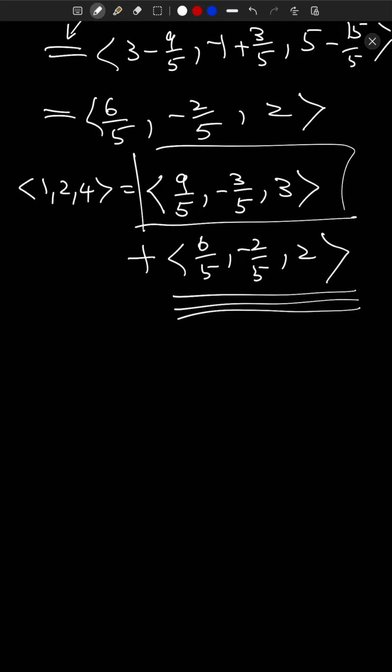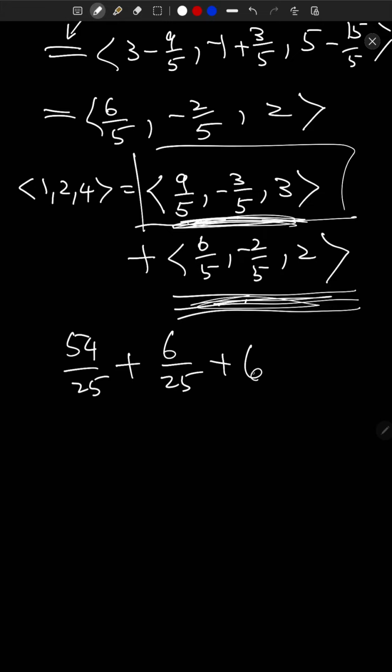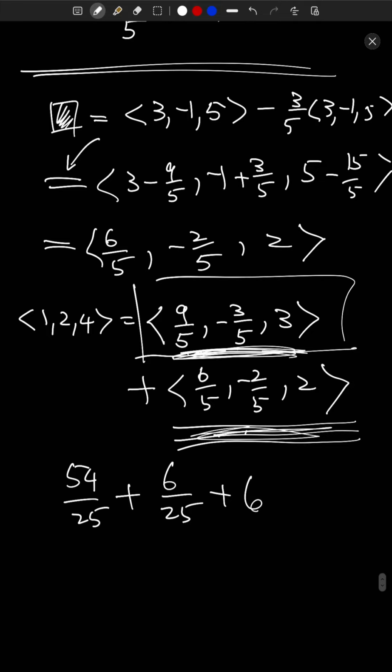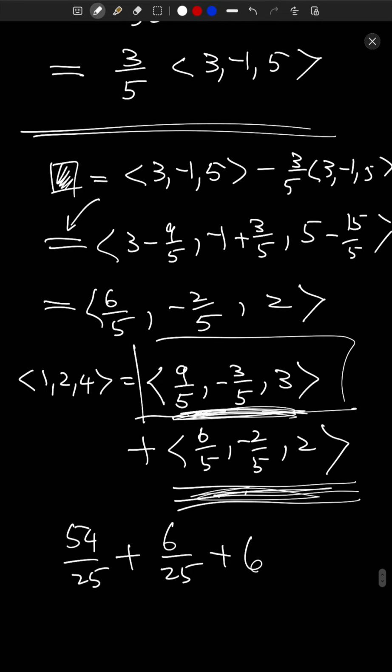By the way, you can always check your answer. Because these two are supposed to be perpendicular, the dot product of these two individual terms should be 0, unless I've made an arithmetic mistake. Let me check it. The dot product of these two is going to be 9 times 6, which is 54 over 25, minus, plus actually, 6 over 25, and then plus 6. Uh-oh, something terrible has happened. It's not 0. So I obviously made a mistake somewhere. Let me try to figure this out.